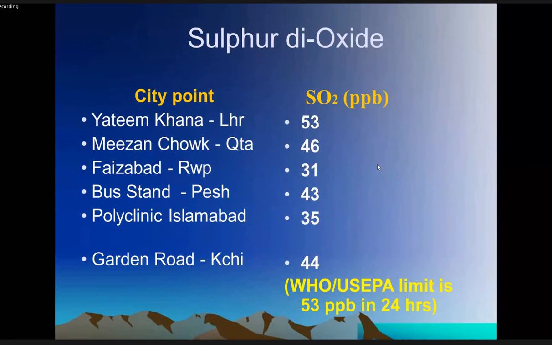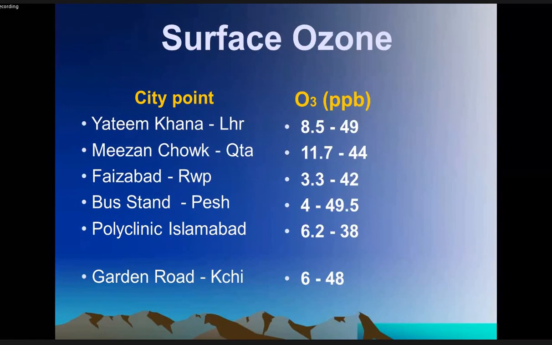The rest of the cities, as far as sulfur dioxide is concerned, are at the lower level. Karachi has gone up to 44, and they are very near to this limit of 53. Then again, ozone should not be present at all, but its levels are there in different cities of Pakistan. In Karachi it is 6 to 48, and this is much more. And see, in Lahore it is 8.5 to 49, and Quetta 11.7 to 44.